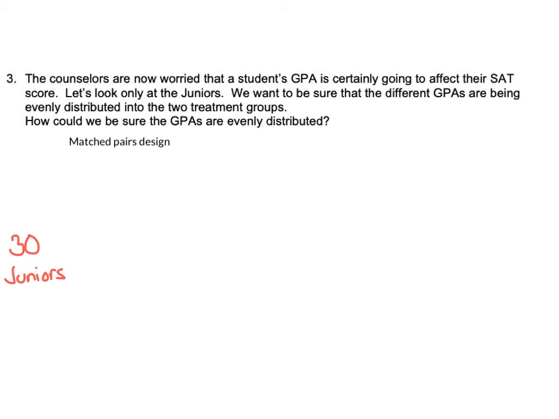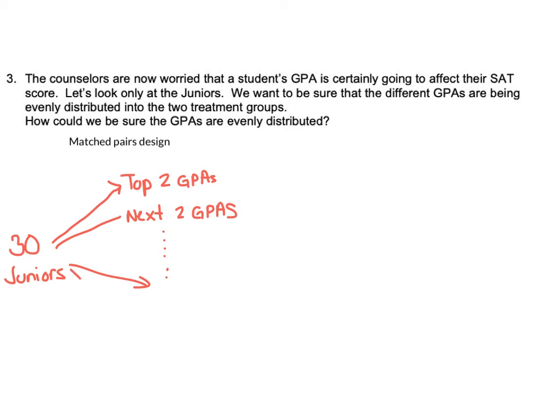Okay, so what I'm going to do is create pairs that are very, very similar. And how am I going to do that? Well, if I took my top 2 GPAs, maybe they're really, really close, and then I take my next 2 GPAs, and so on and so on, all the way down to my lowest 2 GPAs. So I have 2 subjects in each of these with GPAs that are very, very similar.